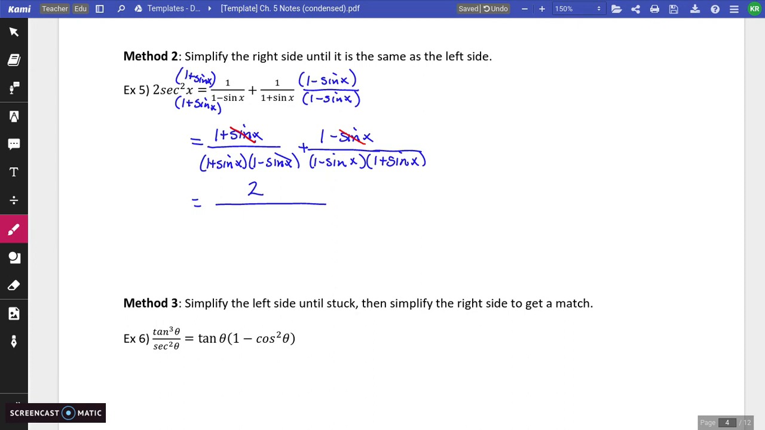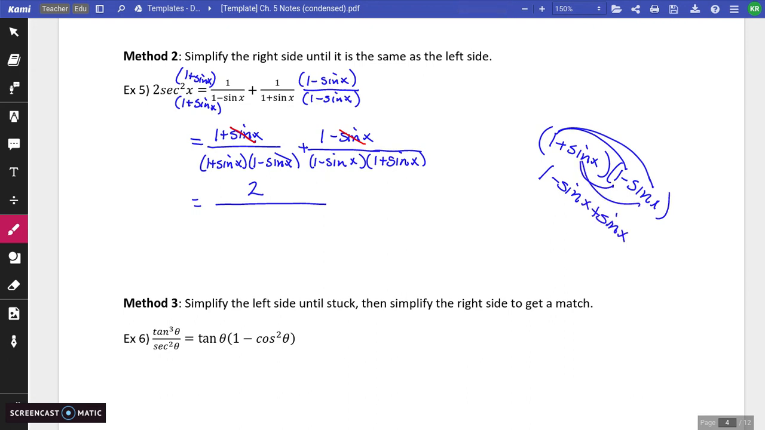Okay, in the denominator, if you look at this denominator, you have a difference of squares pattern. So if I were to FOIL that together, 1 plus sine x times 1 minus sine x, and I distribute, there's 1, a minus sine x, a plus sine x, and then my last is minus sine squared x. So those cancel. I get 1 minus sine squared x.